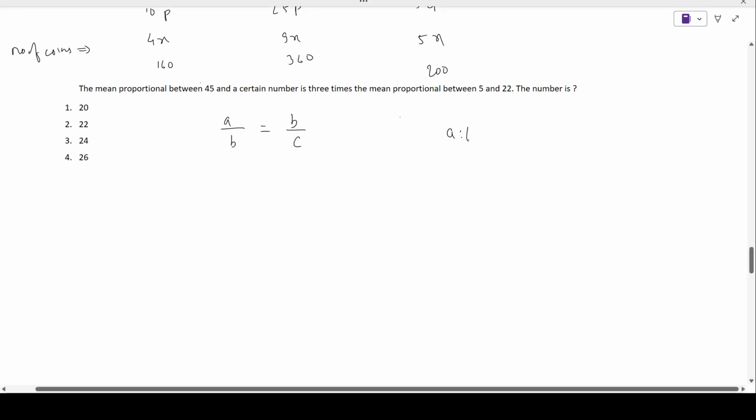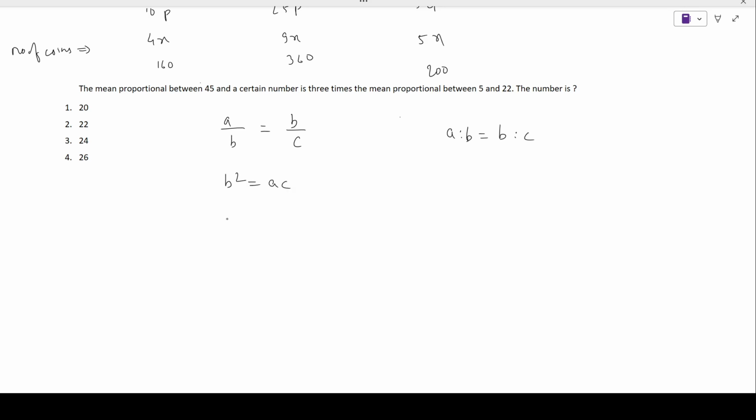A ratio B equal to B ratio C. So we have the value of B turns out to be B square is equal to AC, or you can write it B is equal to root over AC, or AC to the power half.